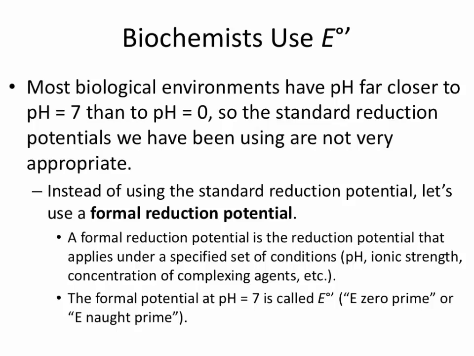So instead of using the standard reduction potentials, let's use a formal reduction potential. A formal reduction potential is the reduction potential that applies under a specified set of conditions, that is, pH, ionic strength, concentration of complexing agents, and so on. The formal potential at pH equal to 7 is called E0 prime.